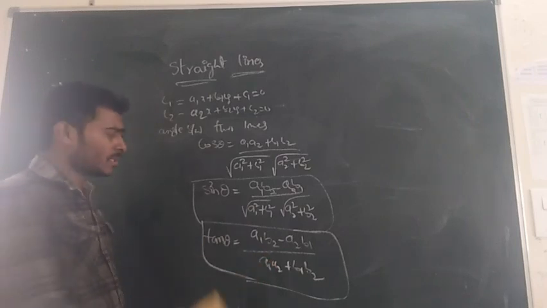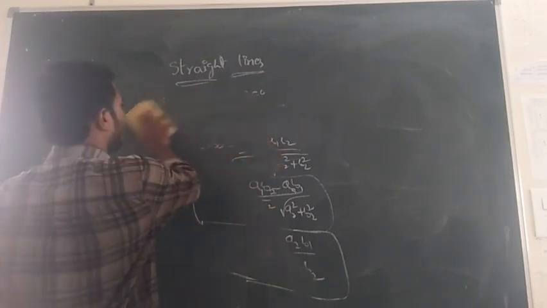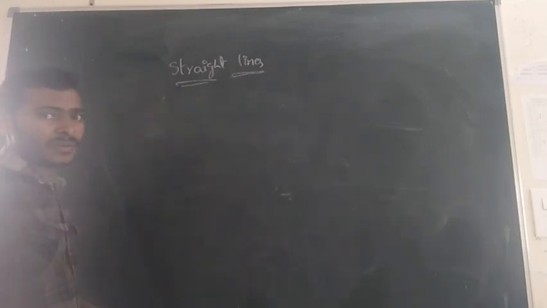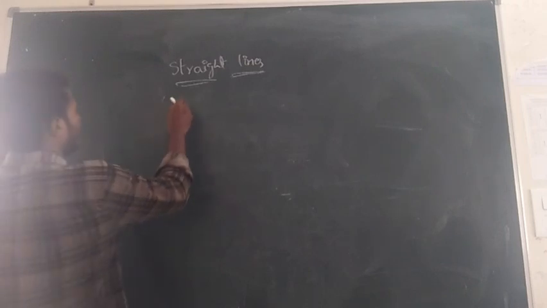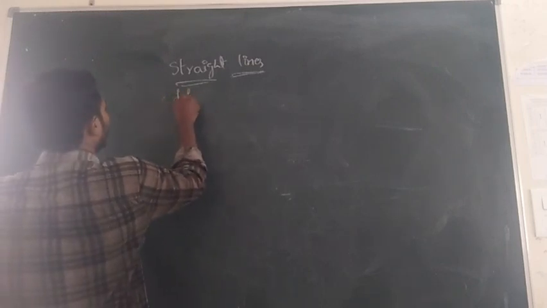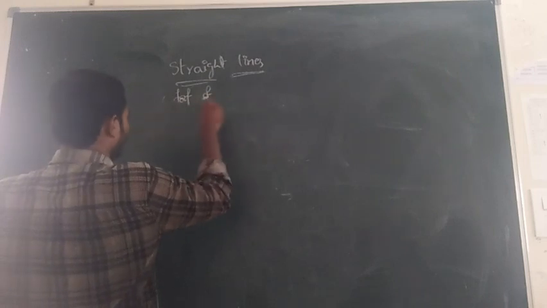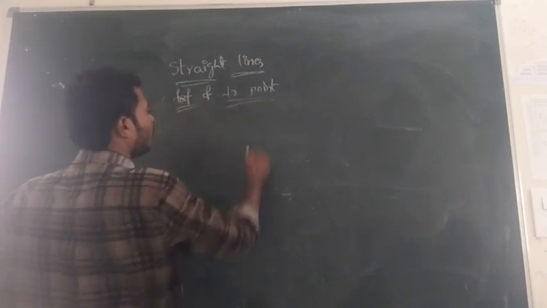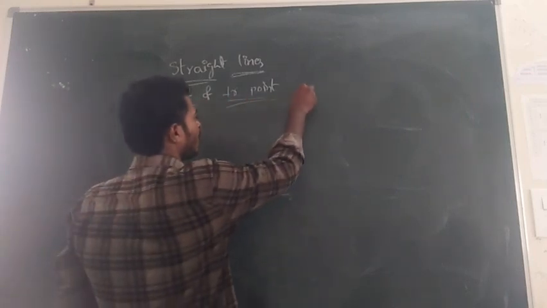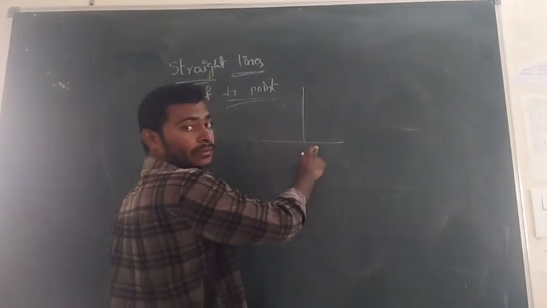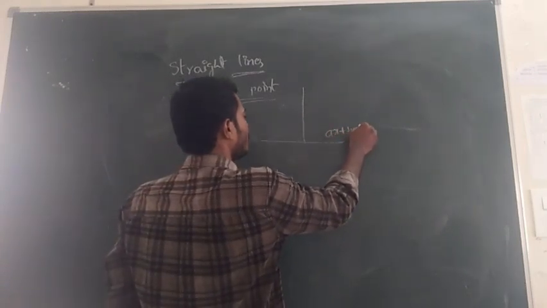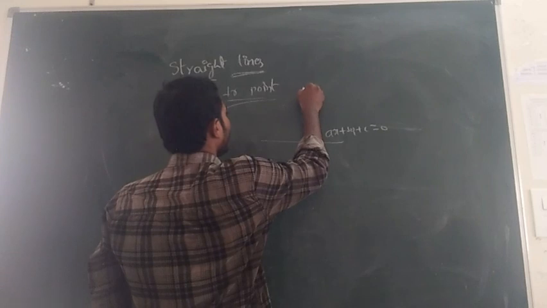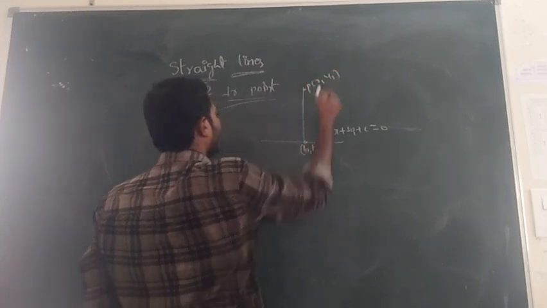Next we have the last topic, the definition of the foot of the perpendicular. Foot of the perpendicular point means, suppose there is a straight line ax plus by plus c equal to 0. Here the foot of the perpendicular is the point h comma k, and there is any point P of x1 and y1.